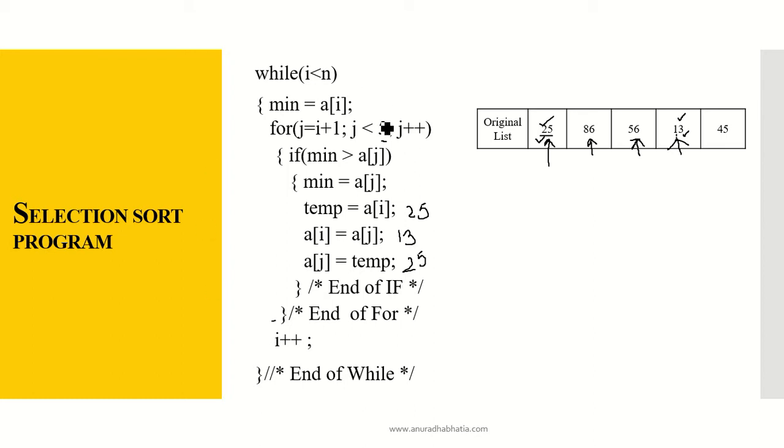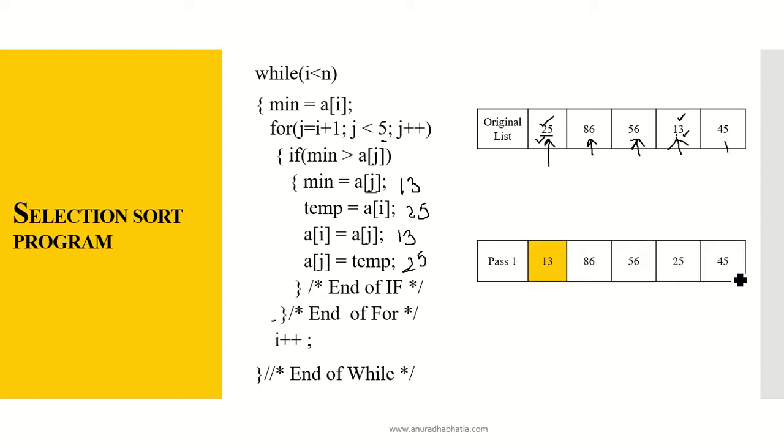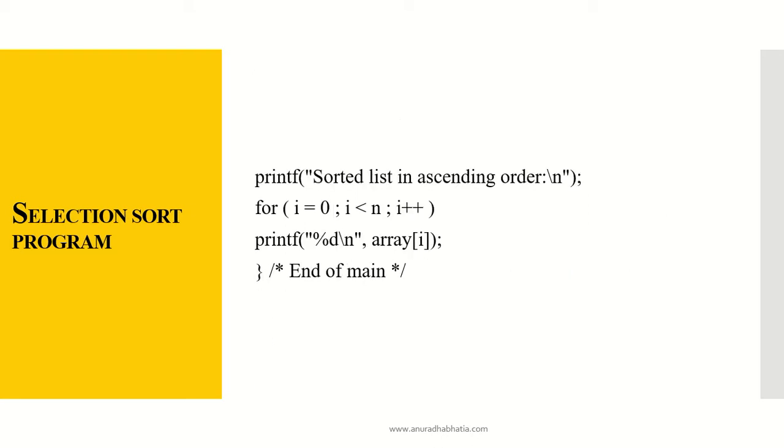Next, again the for loop will be incremented, it is here, but now my min is 13. I say min is equal to a of j, so min has now become 13. Is 13 greater than 45? No. So this loop will end. This is how after pass 1 I'll get the list of elements: 13, 86, 56, 25 and 45. So this will continue till all my elements are compared. And printf the sorted list in ascending order, for i equal to 0, i less than n, i plus plus, and the list will be printed over here.